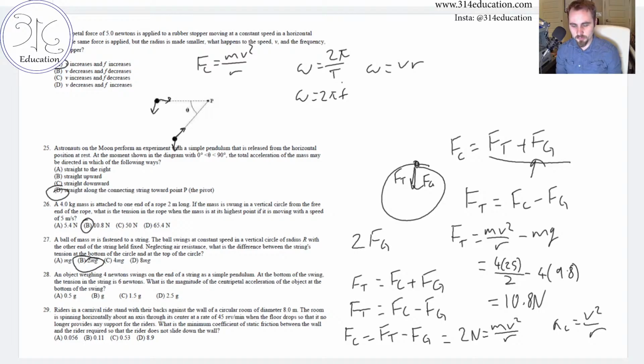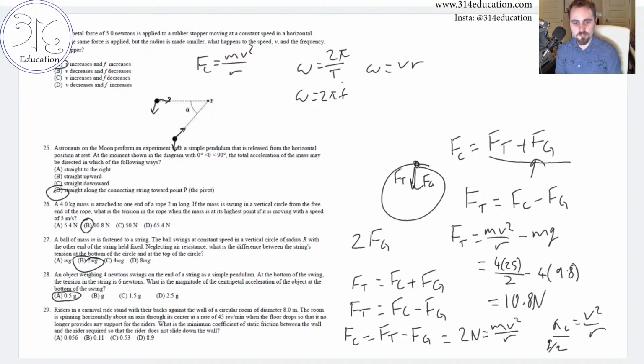Oh wait, they do it in terms of g. Okay. So that's going to be half a g, because 4 newtons is 1 g. So that's just going to be a half there, which is a. 2 newtons is half of 4 newtons, and 4 newtons equals mg. So this means m times our acceleration term has to equal half a g.